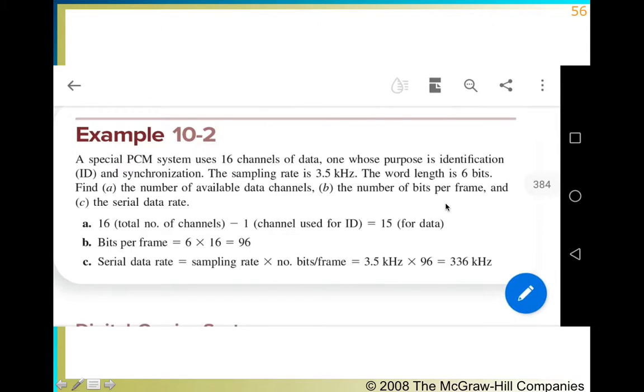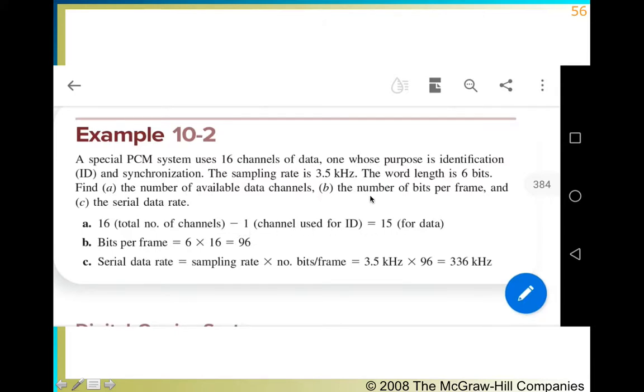Then we have another numerical which tells us that a special PCM system is using 16 channels, one whose purpose is identification and synchronization. The sampling rate is 3.5 kilohertz, the word length is 6 bits, and we must find the number of available data channels. As it is already saying that we have one identification and synchronization channel out of those 16 channels, the number of data channels will be 16 minus 1, which is equal to 15 data channels.